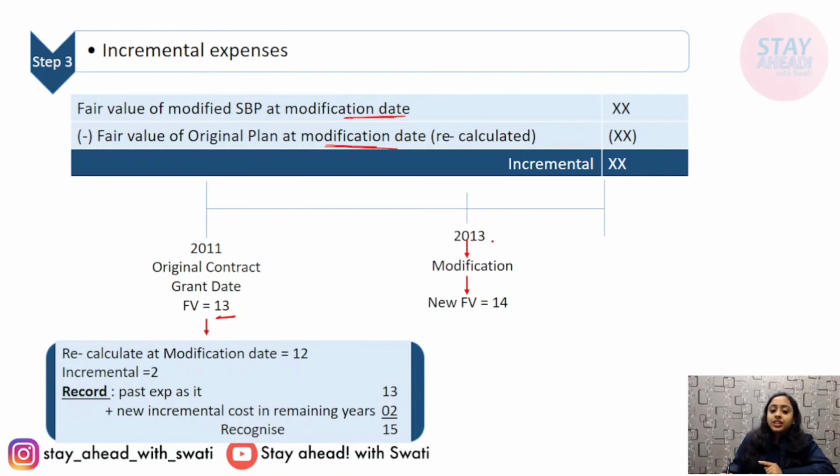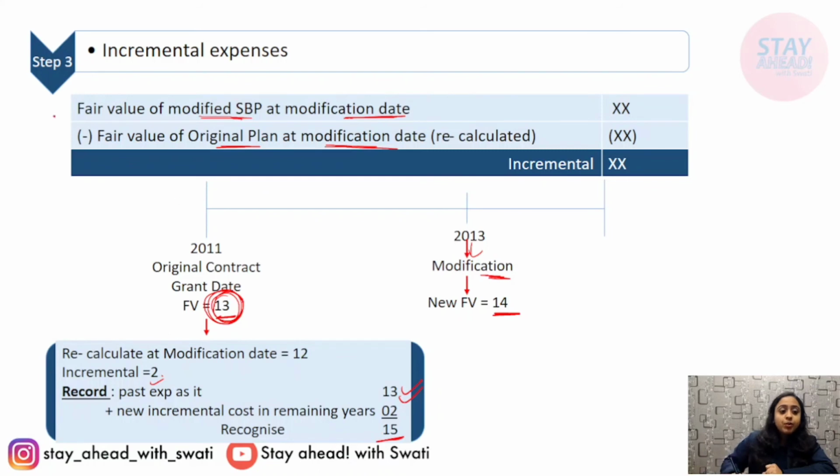Then comes 2013, for example, and due to a modification, the new fair value is 14 rupees. In this case, you will see the fair value on the modification date of the modified share-based plan and of the original plan. For example, if you recalculate at the modification date, it was 12 and the incremental was 2. Then past expense stays as it is, that was 13. This is the minimum amount, you calculate it as it is, and the incremental amount of 2 rupees will be taken over the remaining years. This is how it will be calculated, 15.